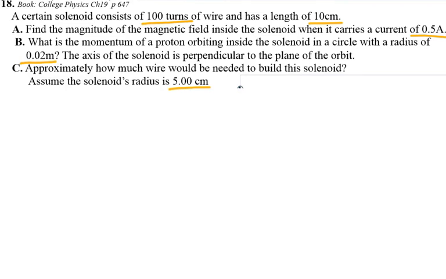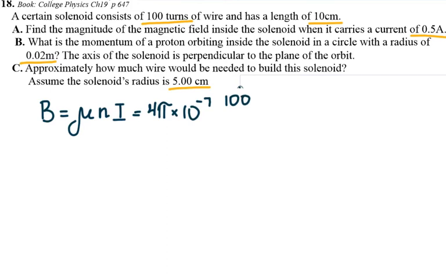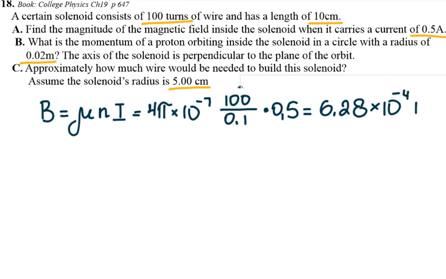So the first one, I want to calculate the magnetic field inside. So the magnetic field inside is going to be μnI, and mu is 4π×10^-7, n is the number of turns per unit length, and we have 100 turns per 10 centimeters, 0.1 meters, and the current is 0.5. So I get the magnetic field is equal to 6.28×10^-4 Tesla.